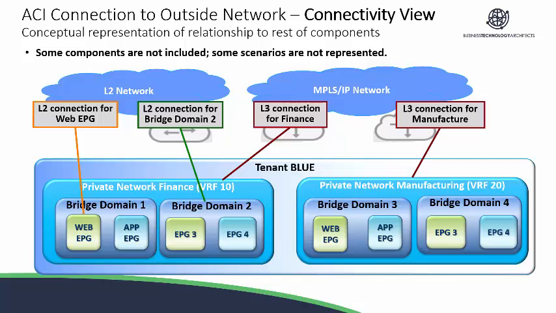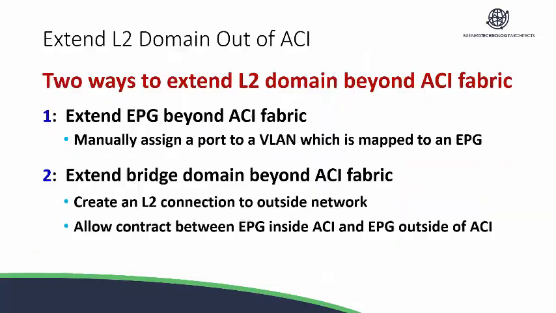So as you can see in the diagram, we've got an L2 network and an MPLS IP network. And you can see that the Layer 3 outs are configured and tied to VRFs, and Layer 2s, though, are actually configured to the bridge domains themselves. And we'll actually go into that in slightly more detail.